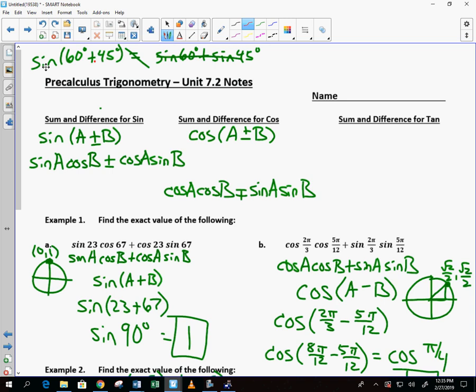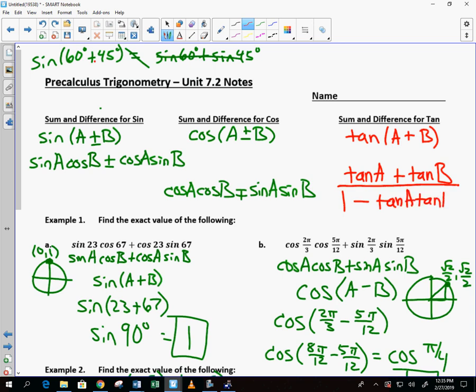Sum and difference for tangent. Tangent's different. Suppose you have the tangent of A plus B. That works out to be the tangent of A plus the tangent of B. Is that awesome? That's the numerator. The denominator is 1 minus the tangent of A times the tangent of B.